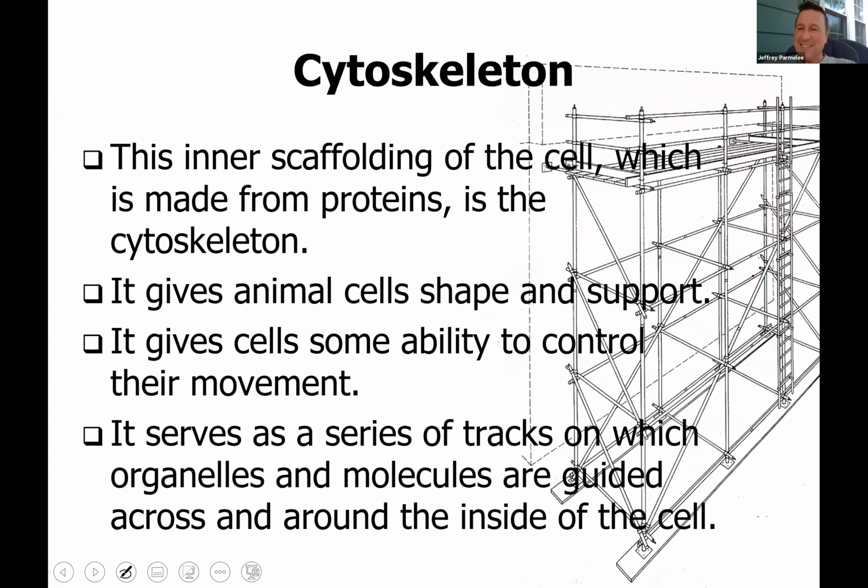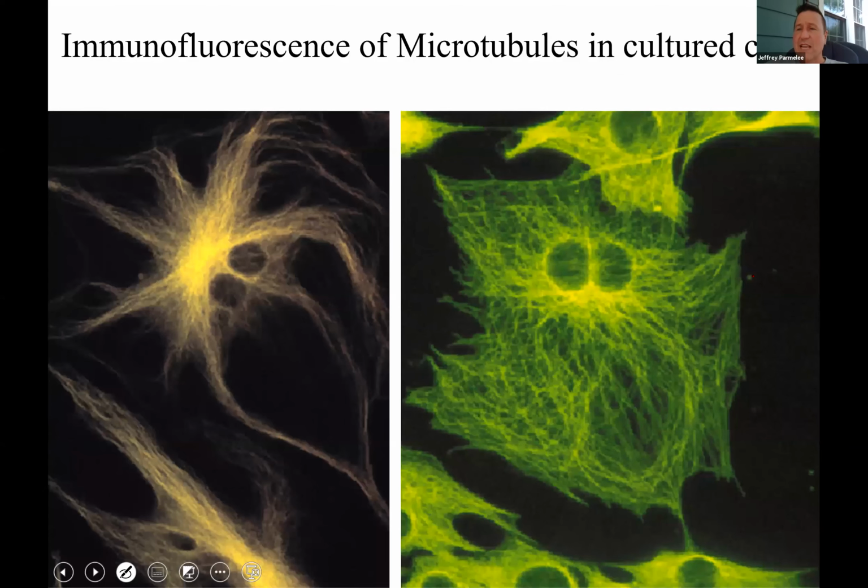But you've got this skeleton that you don't normally see, but you can stain for it. You see, oh my God, look at that. There's tubes everywhere. It's filling up the cell. So the scaffolding is the cytoskeleton that is important, but you don't see it normally.